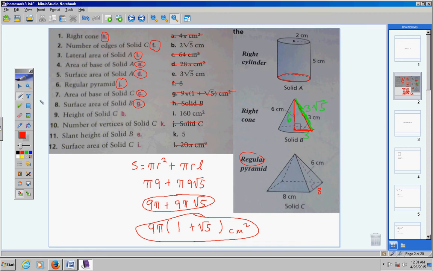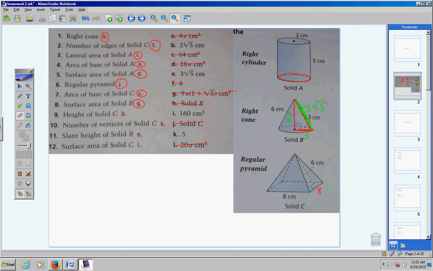Okay, letter G. Moving on to number 9. Number 9 says, find the height of the solid C. Well, I think they give it to us. No, they don't. Okay, so we got to find the height of solid C. So here's the height coming down right here, right to the middle. Then we come straight over, and here's my slant height right here. Now, this is a right triangle, so we're looking for this length right here that I'm highlighting. Okay, I'm going to call that X.